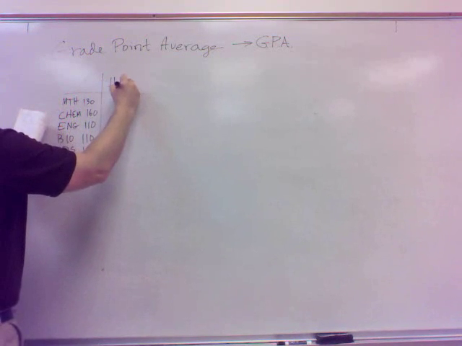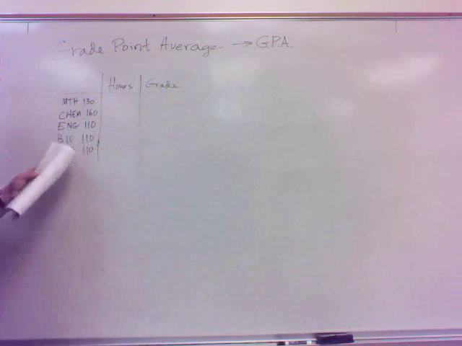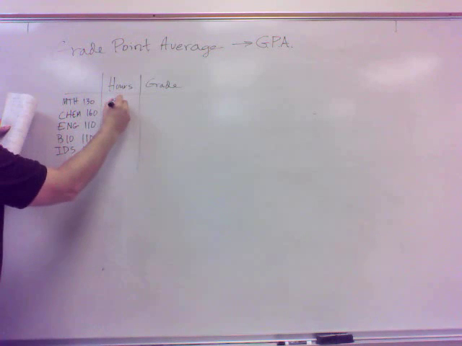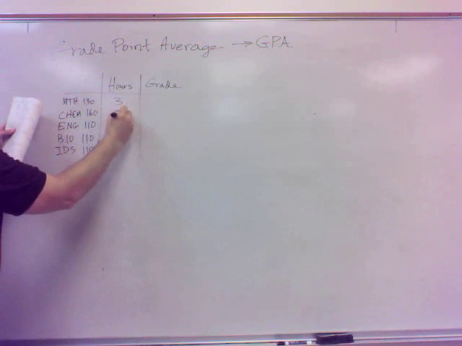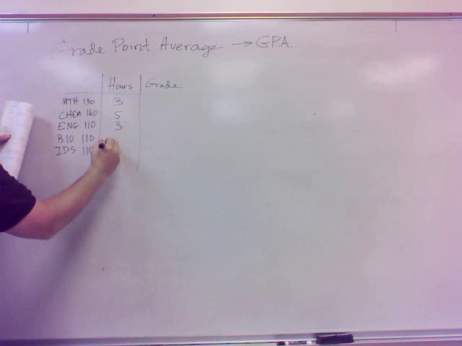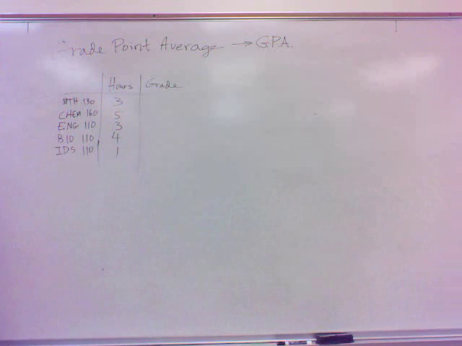So we know we've got different hours, and of course we'll get different grades. This will make all A's, right? But let's say, hours-wise, we got 3 hours of Math 130, 5 hours of Chem 160, 3 hours of English 110, 4 hours of Bio 110, and 1 hour of IDS 110. That's what makes this a little more complicated, because each class is worth different hours. And then of course we get different grades.